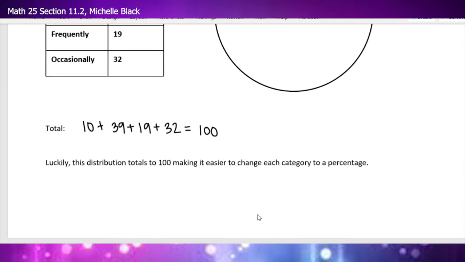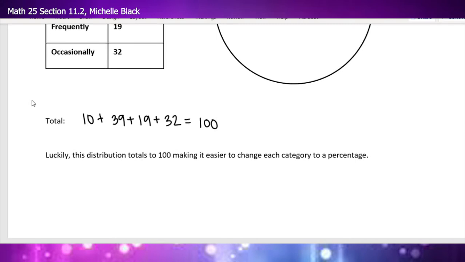Well, if my entire circle is out of 100, then when I look at my first category, which was always, and 10 people said they always bring their reusable bags, that's 10 out of 100. And we know that if you want to write a percent, you can literally just write it over 100. So this is the same as 10%. Or you could divide this in a calculator and get back the same answer. So for my always, we have 10%.